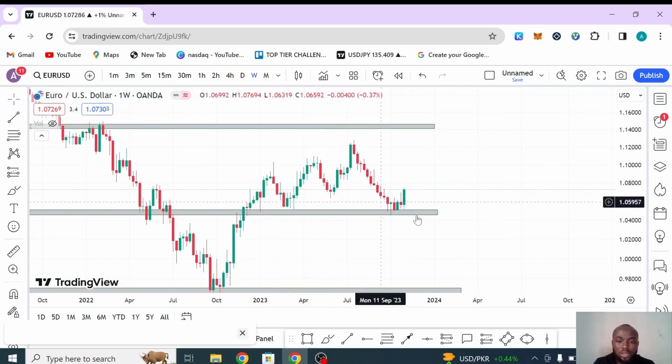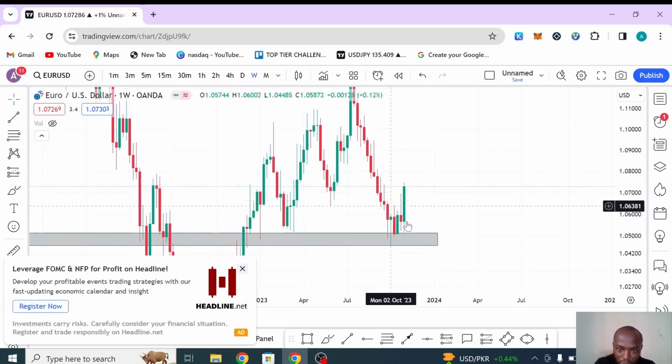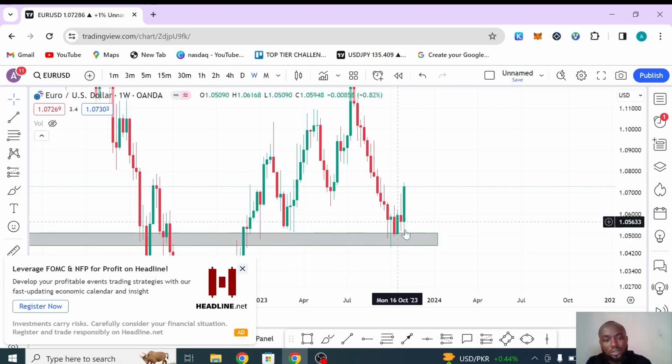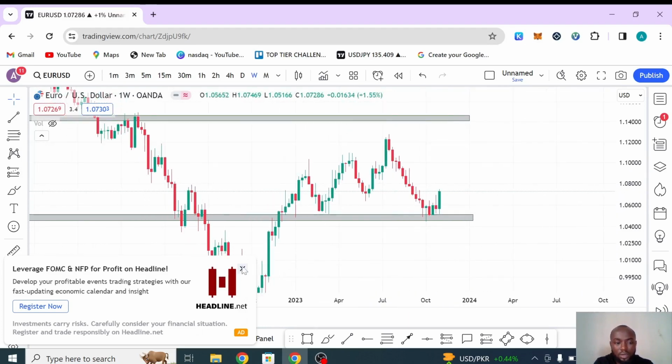So after this week that just ended, you discover what happened. We see this strong engulfing candle. This one is more like, let's just say, a twin bottom. You understand? Even though it engulfed a bit, this one is a very strong engulfing candle. Can you see it here? If you understand what an engulfing candle is, yeah. So it actually gave us a double engulfing candle around this region, but this one is a very strong bullish engulfing candle.